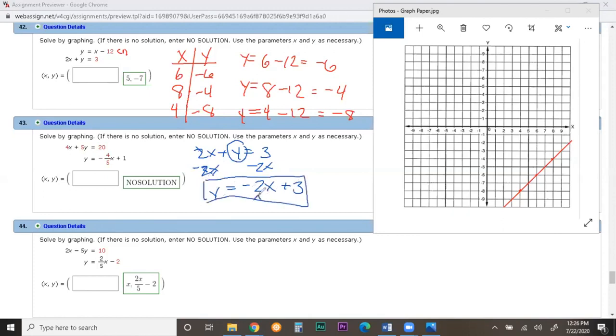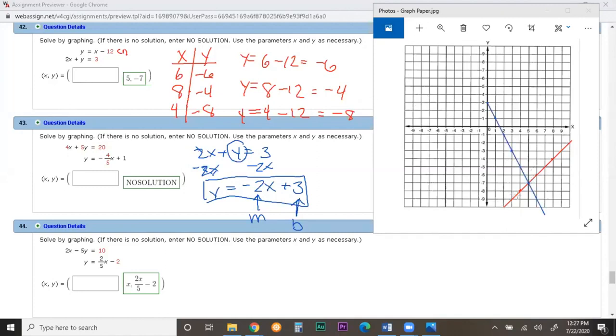So I'm going to graph this using my slope and my y-intercept. So the y-intercept is at 3. So I'm going to put a dot at 3 on the y-axis. And our slope is negative 2. So I'm going to go down 2 over 1, down 2 over 1, down 2 over 1. So I see that right there, that's where it intersects.